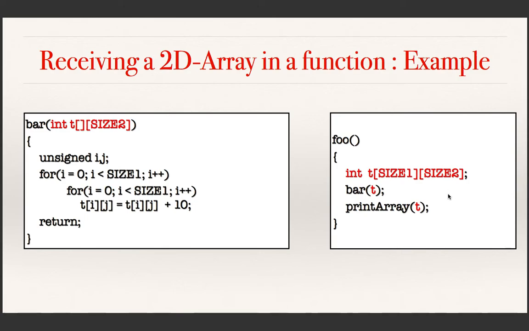Here is an example. Here is a function foo which makes a call to bar, and a two-dimensional array T of size 1 row and size 2 columns is declared. How will you pass it? You just pass the name of the two-dimensional array, and in the formal argument you need not specify the first size, only the second size. So that's it. Remember that these two functions are sharing the same two-dimensional array in memory. So whatever changes you make in this part of the code, that is in this function, are reflected and accessible to the other function as well. Okay.